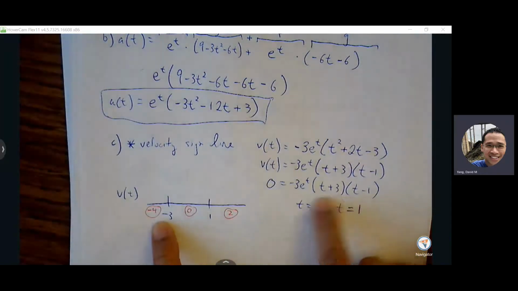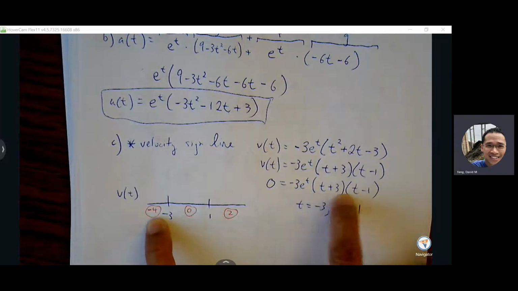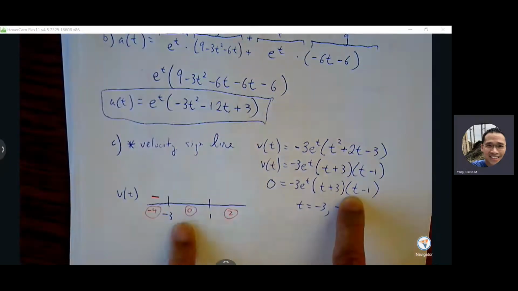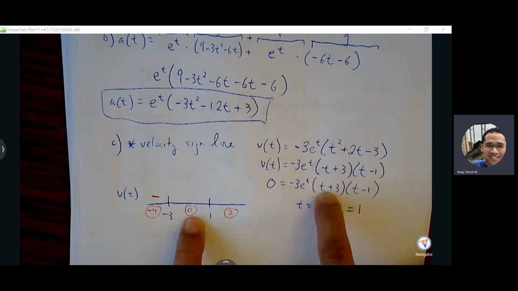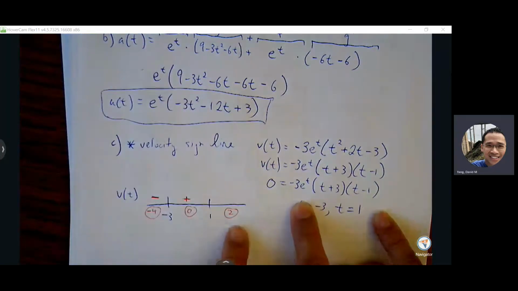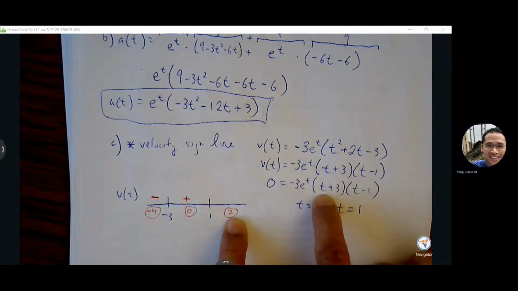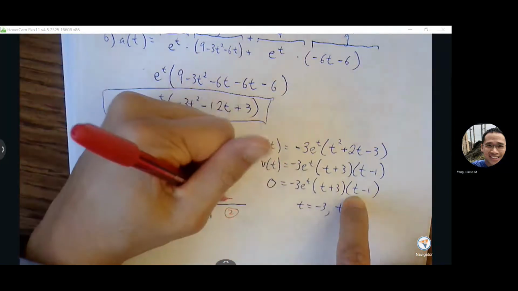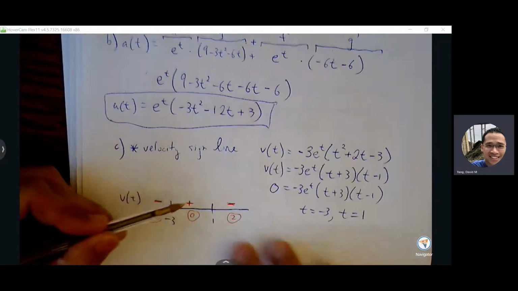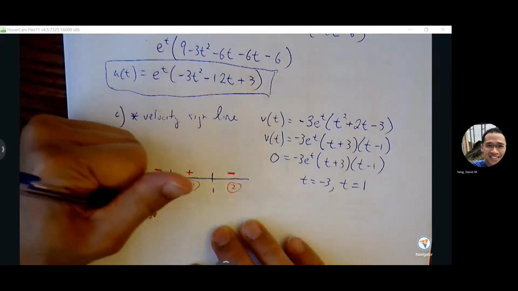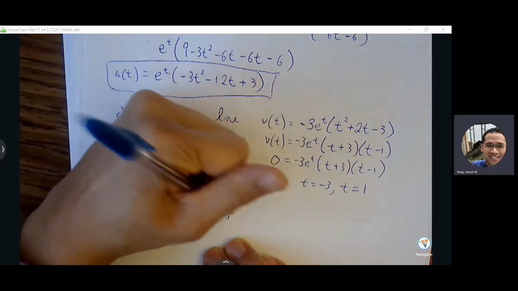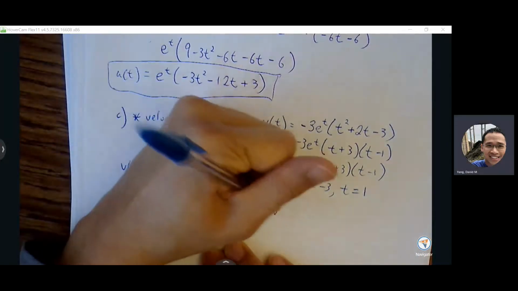Back to the velocity function here. Negative, negative, negative. So 3 negatives. Plug 0 in. Negative, positive, negative. 2 negatives gives me positive. Plug 2 in. Negative, positive, positive. So moving right would be where we have positives going on here. So moving right from -3 to 1, because velocity is greater than 0.